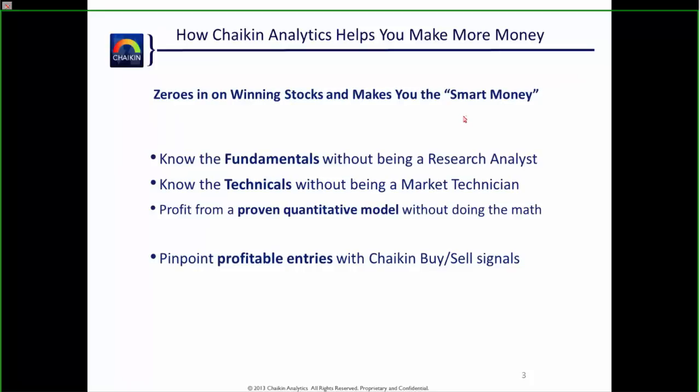We do that by helping you know the fundamentals without being a research analyst, by knowing the technicals without being a market technician, although I know that many of you are very capable technical traders, and we enable you to profit from a proven quantitative model without doing the math. Quantitative investing has become very popular. ETFs are based on quantitative models and so forth. We now show you how you can do this without doing the math. And finally, we show you how to pinpoint profitable exits and entries using Chaikin buy and sell signals.